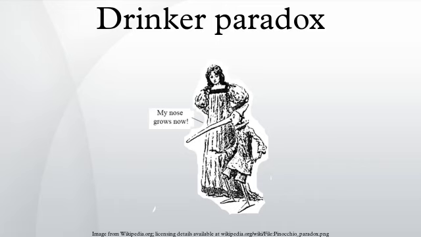Proofs of the paradox. The proof begins by recognizing it is true that either everyone in the pub is drinking, or at least one person in the pub is not drinking. Consequently, there are two cases to consider. Suppose everyone is drinking. For any particular person, it cannot be wrong to say that if that particular person is drinking, then everyone in the pub is drinking, because everyone is drinking.